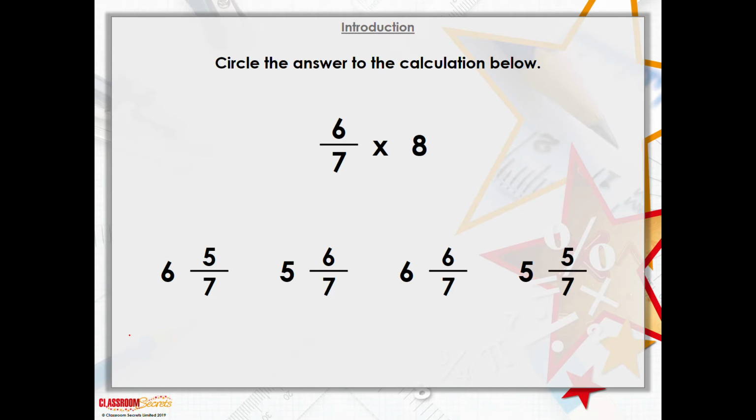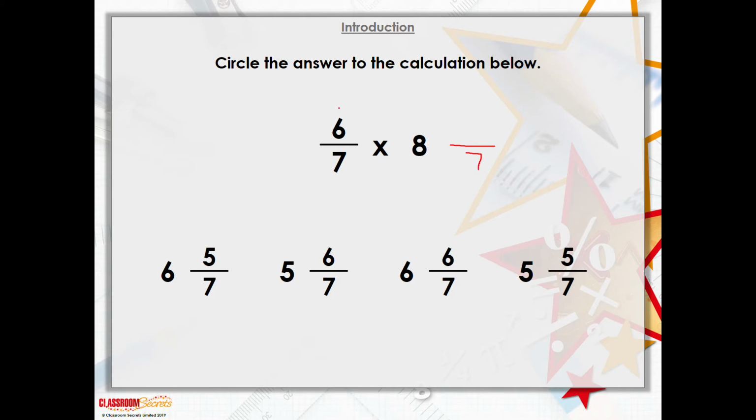So it's a recap on yesterday. It's 6 sevenths times by 8. So it's a non-unit fraction times by a whole number. So let's apply our rules from the previous two lessons. So when we're multiplying by a whole number, we keep our denominator the same, which is sevenths.